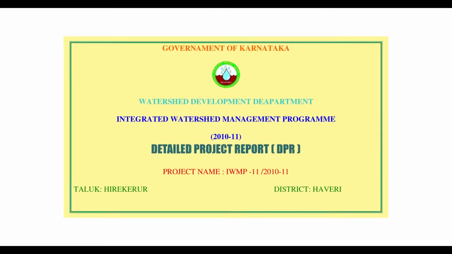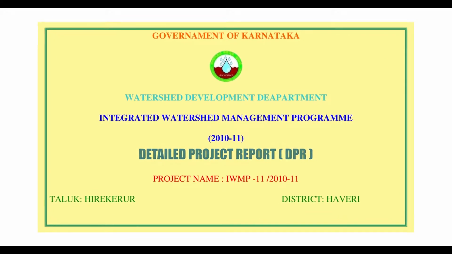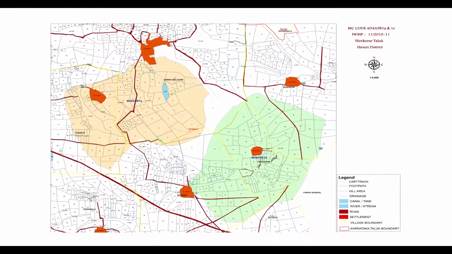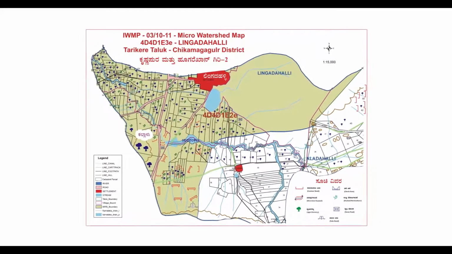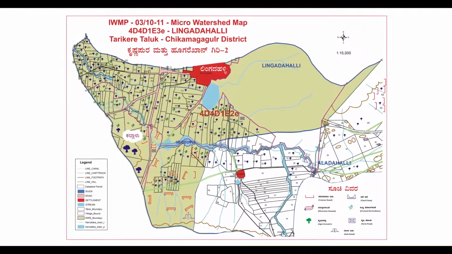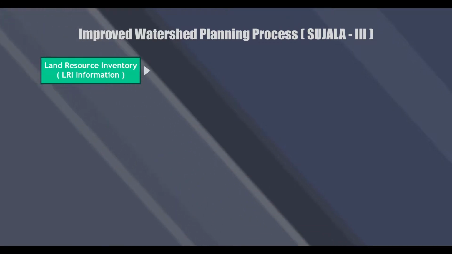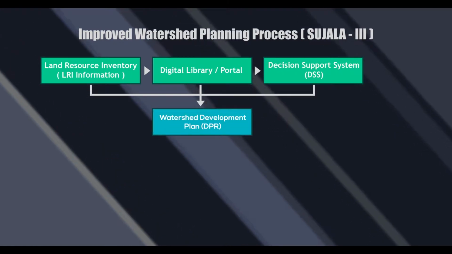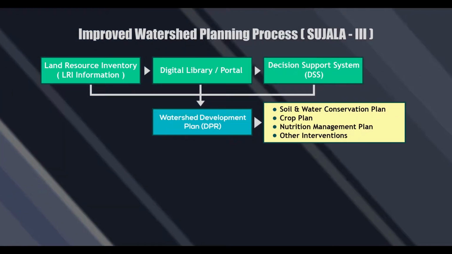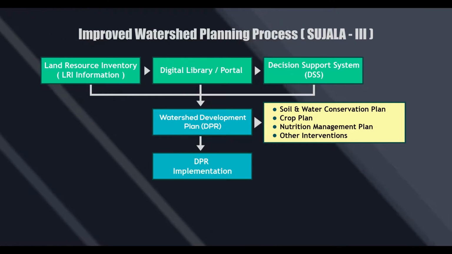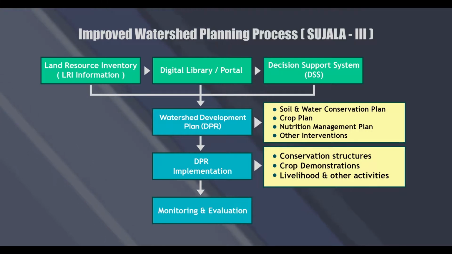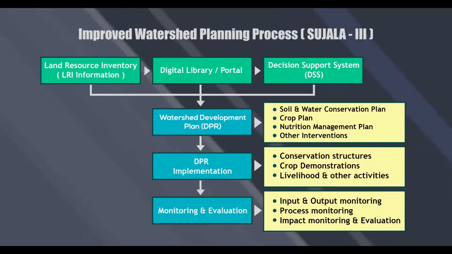The quality of the detailed project report is critical for the success of any watershed program. Earlier interventions were more of general nature due to the non-availability of site-specific information. In this context, the preparation of DPR with the use of site-specific information and advisories from SUJALA 3 project is a game changer. As per SUJALA, the DPR is prepared by using the LRI information and advisories available from reports, Atlas, Digital Library, Portal and DSS.